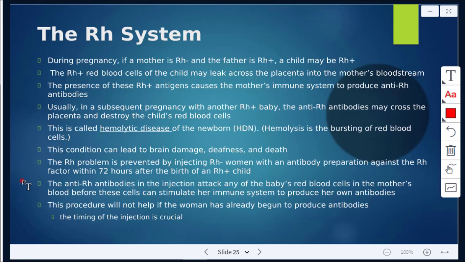The anti-Rh antibodies in the injection attack any of the baby's red blood cells in the mother's blood before these cells can stimulate her immune system to produce her own antibodies. All right, this procedure will not help if the woman has already begun to produce antibodies. So the timing of this injection is very crucial.